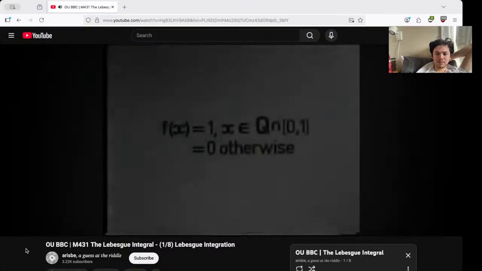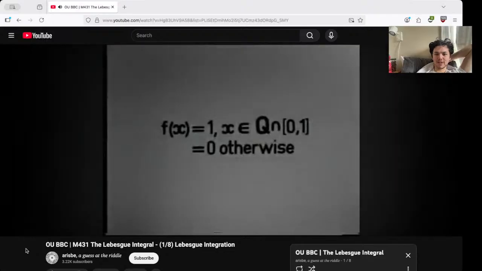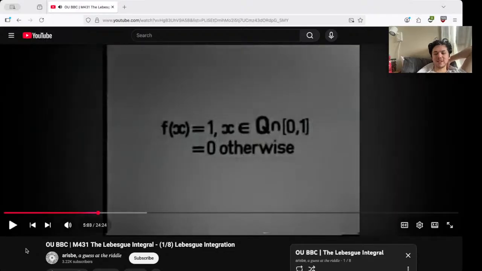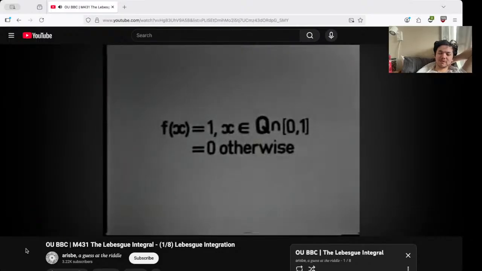Well, let me give you an example. This is the example they always use. The function f assigns the value 1 to x if x is a rational number q in the closed interval 0, 1. And f is 0 otherwise. That is, when x is irrational or outside the interval 0, 1.